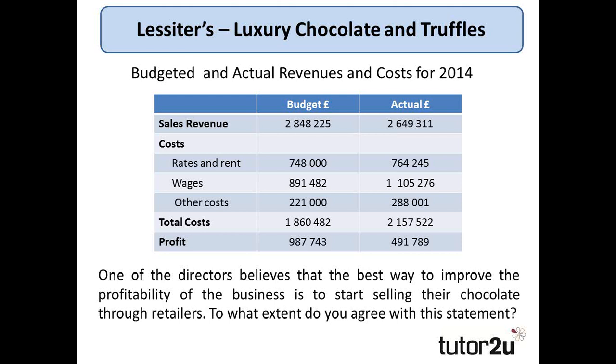So we've got a question now which is not dissimilar to what you might get in a Buzz 2 question. One of the directors believes that the best way to improve the profitability of the business is to start selling their chocolate through retailers. To what extent do you agree with this statement? So let's just have a quick look at some arguments for and against here.